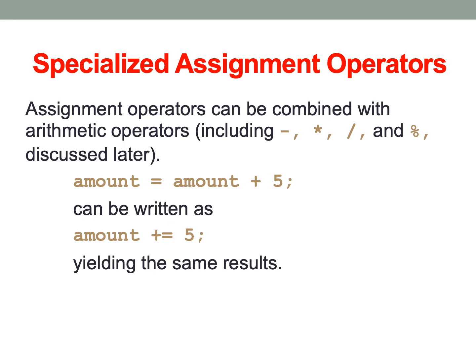Specialized assignment operators. Assignment operators can be combined with arithmetic operators such as subtraction, multiplication, division, and also modulus. For example, if we have amount equals amount plus 5, it can be written as amount plus equals 5. Both of these have the same result. The plus equals is basically a shortcut as we do not need to repeatedly write the variable again. The same goes for minus equals, multiplication equals, division equals, and also modulus equals.